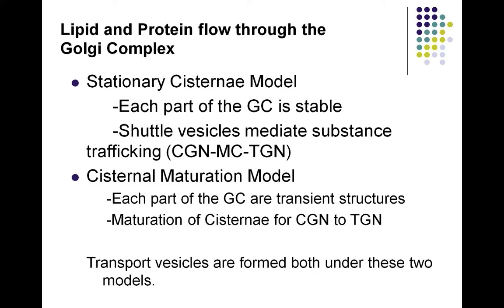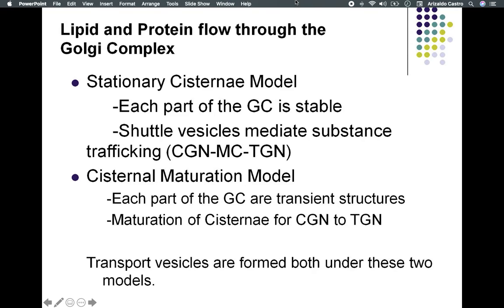Okay. Now, let me qualify. Central to these two models are transport vesicles. So both models make use of transport vesicles as important carriers, as shuttlers of the molecules from one area, from the CGN to the TGN.